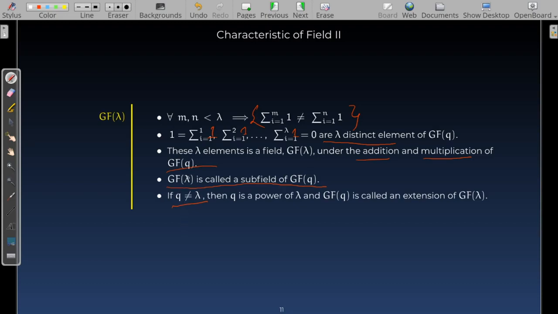So lambda can be equal to q, but if it is not equal to q, then q must be equal to some power of lambda. For example, it may be lambda square, lambda cube, or something like that. So in general it can be lambda to the power k, where k is an element of the positive integers.